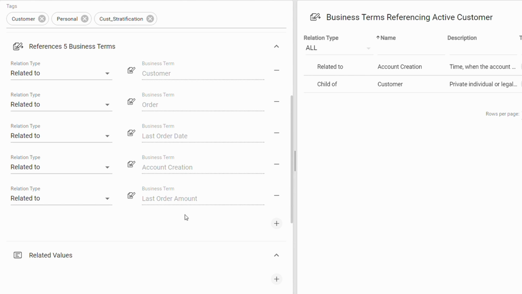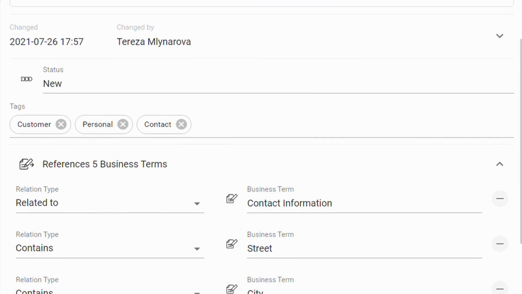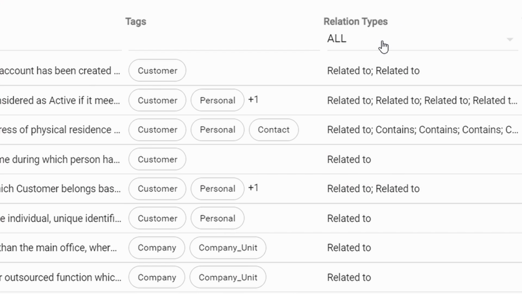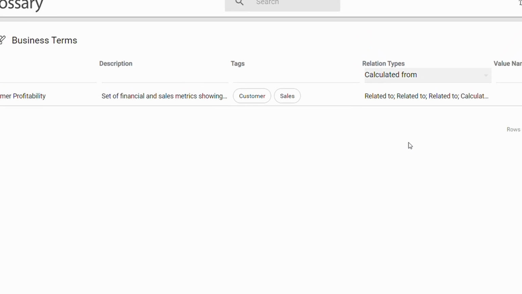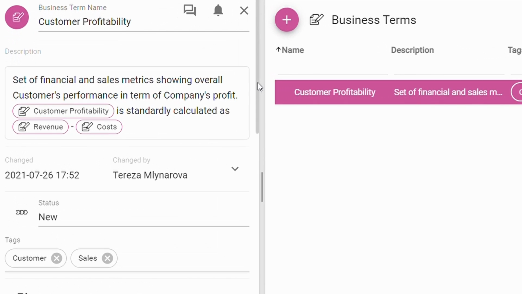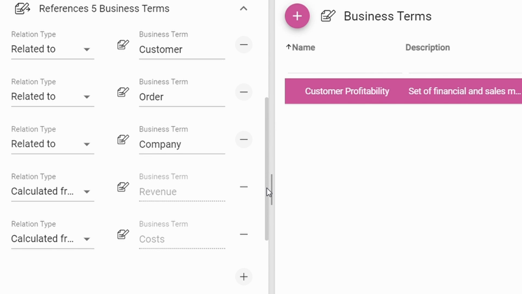Sort your business terms into parent-child hierarchies. Declare which terms contain other terms in real life. Which terms represent values other term is calculated from. Or simply tell other users which business terms are related.